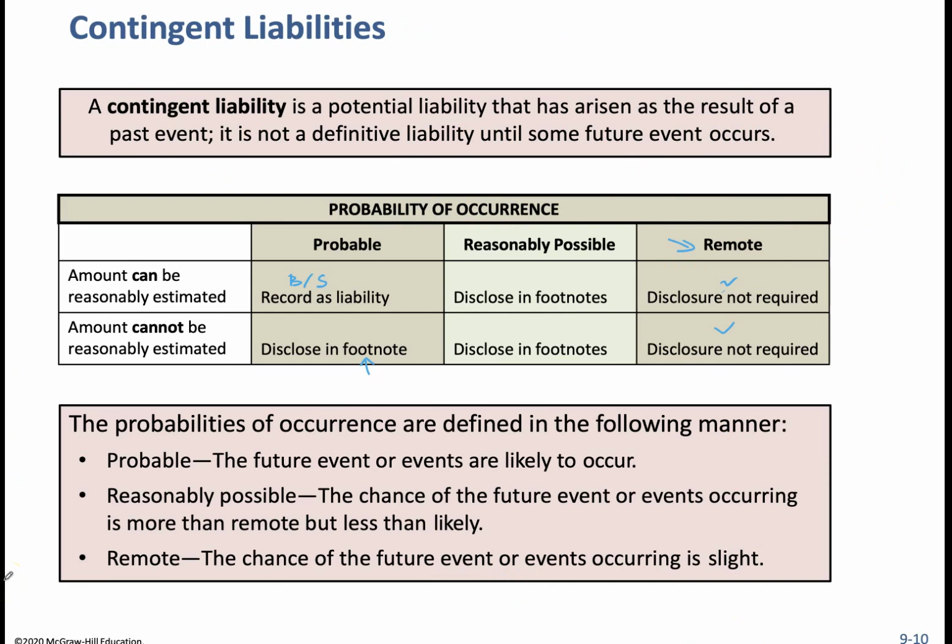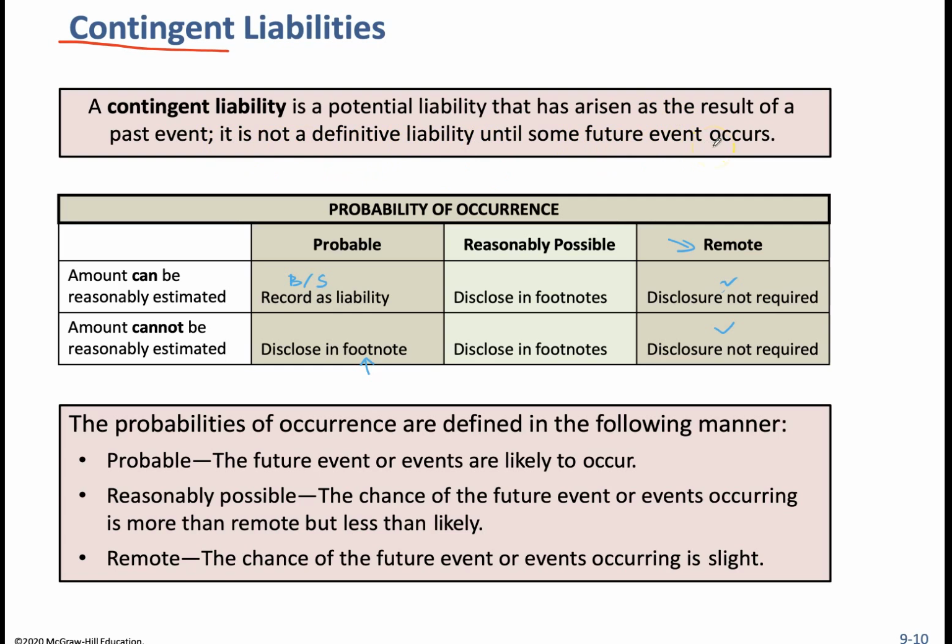All right. Let's take a look at something called contingent liabilities. By its name, we understand a contingent liability is a type of liability that is conditional on something. So contingent means conditional on a certain condition. It is a potential liability that has arisen as a result of a past event. It is not a definitive liability until some future event occurs.